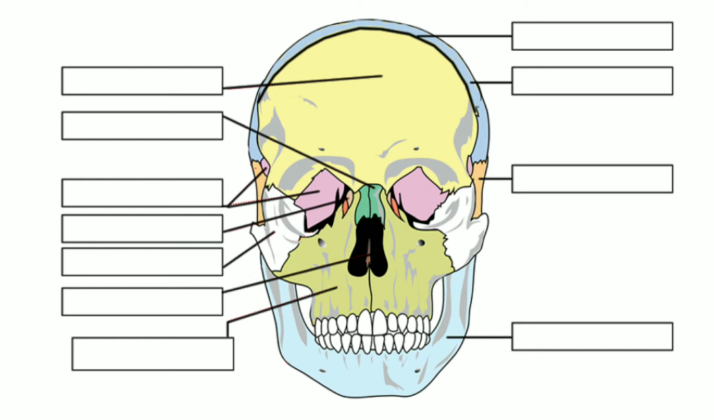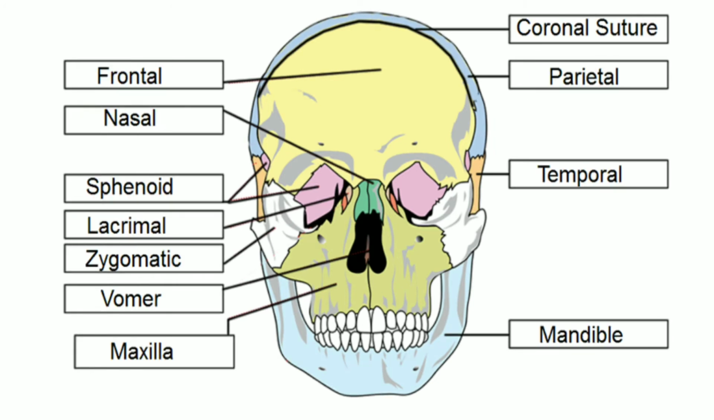So yes students, I think that is sufficient time. Now it's time to know the correct answer. So you can see the correct labels. The first one is the frontal. Then at your nose you have the nasal bone, followed by the next one, that is sphenoid. Then you have the lacrimal. The next one is the zygomatic bone. Then you have the vomer.